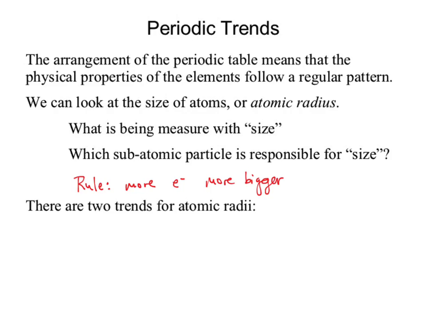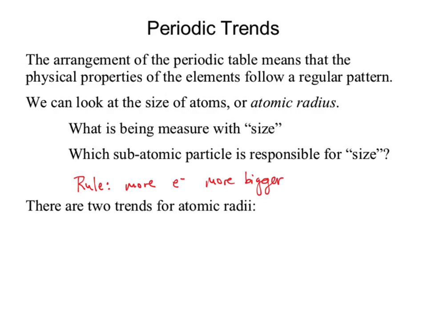Okay, more electrons, more bigger. Hydrogen has 1 electron, francium has 87. So francium is bigger than hydrogen. True. Good job. Our theory is awesome. So let's move to a different comparison.